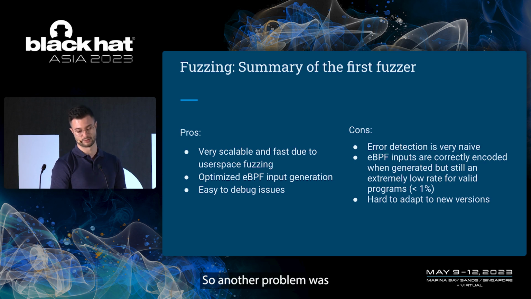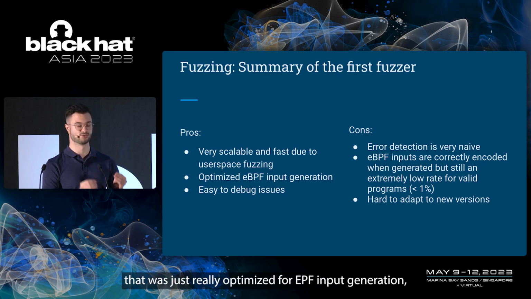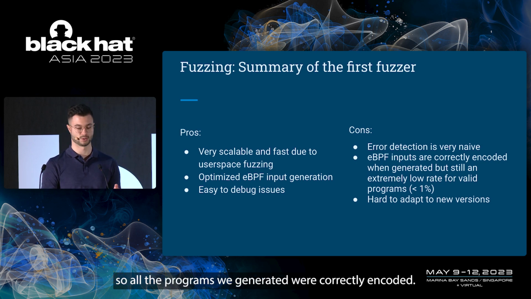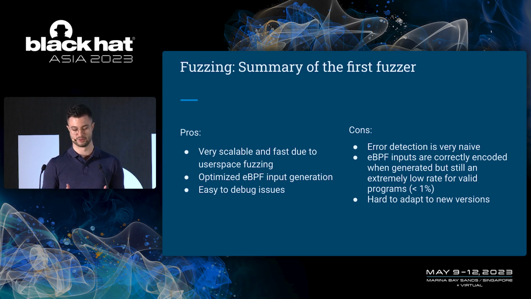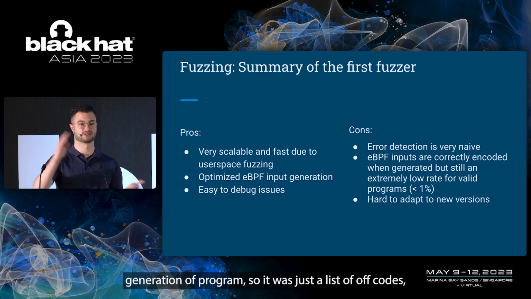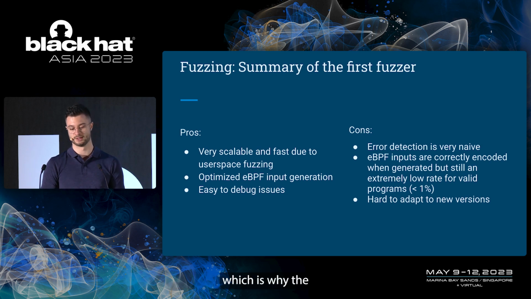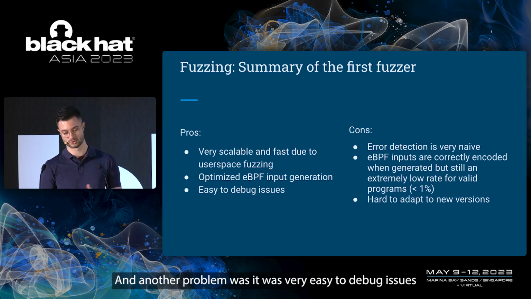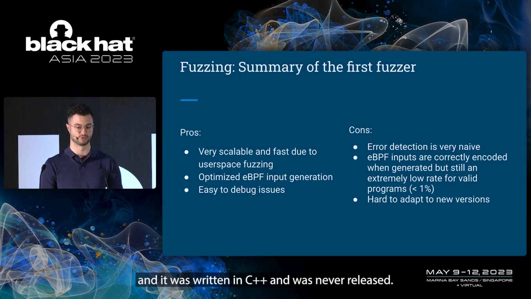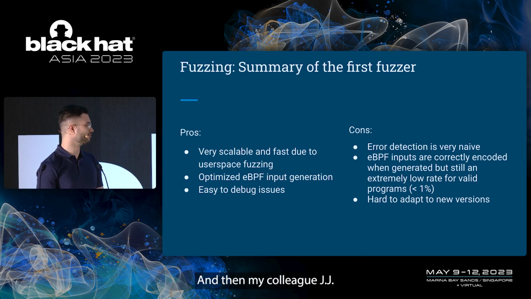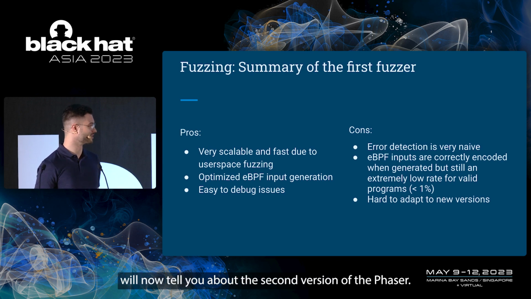Another pro was we had a first fuzzer that was really optimized for eBPF input generation. So all the programs we generated were correctly encoded. However, there was no intelligent generation of programs. It was just a list of opcodes, which is why the valid rate was less than 1%. And another pro was it was very easy to debug issues. This fuzzer was written in 2020, in C++, and was never released. And then my colleague, JJ, will now tell you about the second version of the fuzzer.